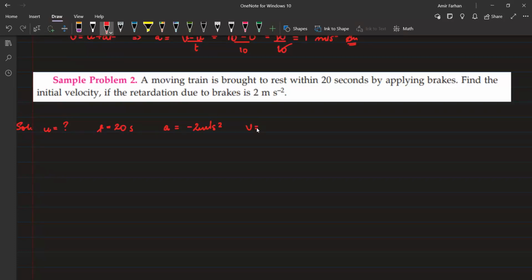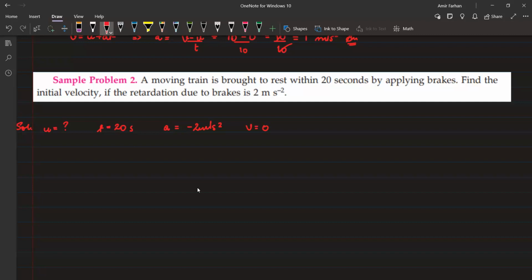Zero. Okay, zero. What about the rest of you? Zero. Brought to rest means actually zero. Clear? So that will be zero. Very good. So now we have four quantities and I need the fourth one. Three quantities are already given. So which equation should I use? I have got three quantities, please tell me which equation I should use.